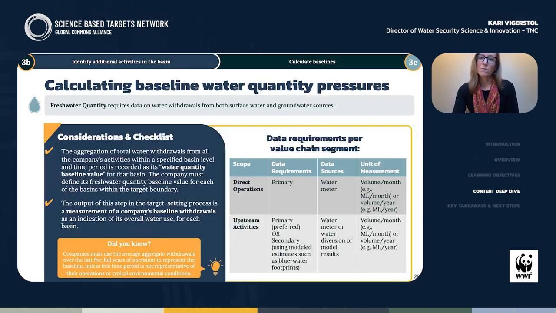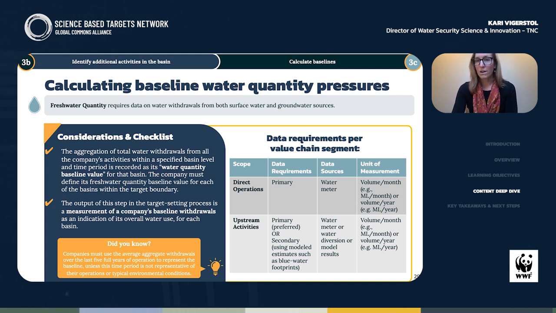Data requirements differ for freshwater quantity and freshwater quality baseline calculations. For freshwater quantity, the aggregation of total water withdrawals from all the company's activities within a given basin level and time period is recorded as its water quantity baseline value for that basin. Knowing baseline values will be needed for each of the basins within the target boundary. The output of this step is therefore a measurement of a company's baseline withdrawals as an indication of its overall water use for each basin.